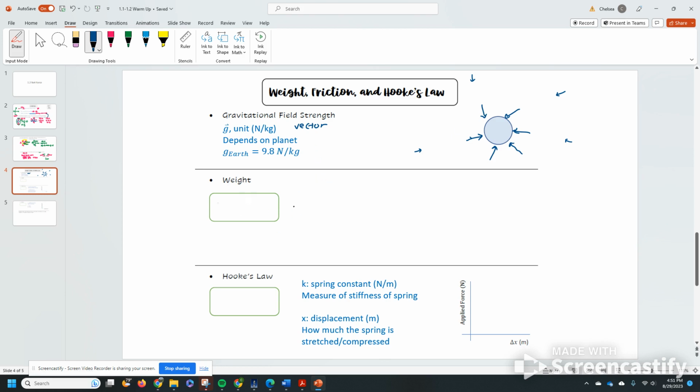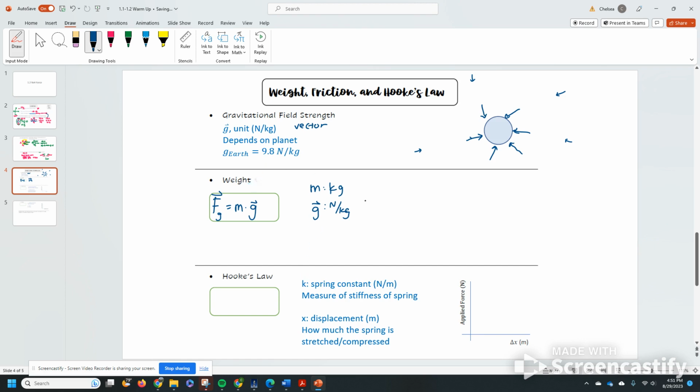Next definition is weight. Okay, so remember, weight is a force. It's how much the Earth is pulling on you. And our equation for F of G is going to be your mass in kilograms times g. Okay, so mass is in kilograms, g is in newtons per kilogram. So when you multiply those two, you're just left with newtons.